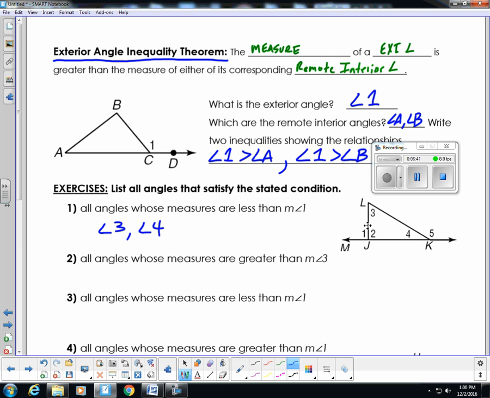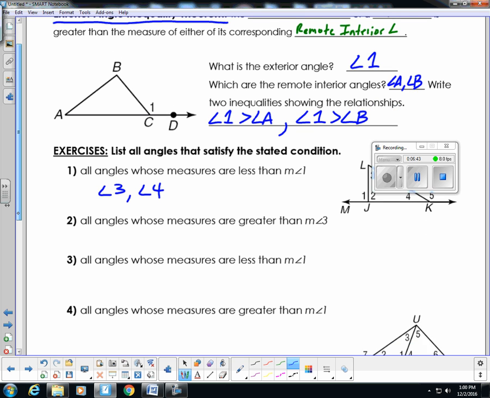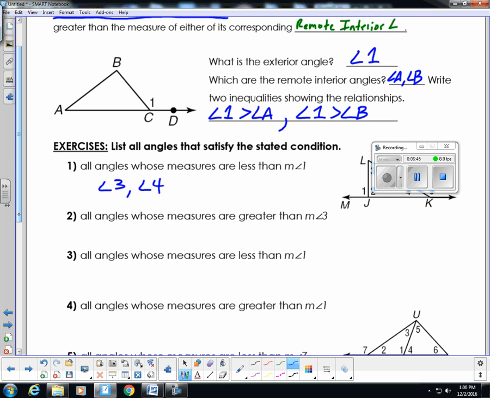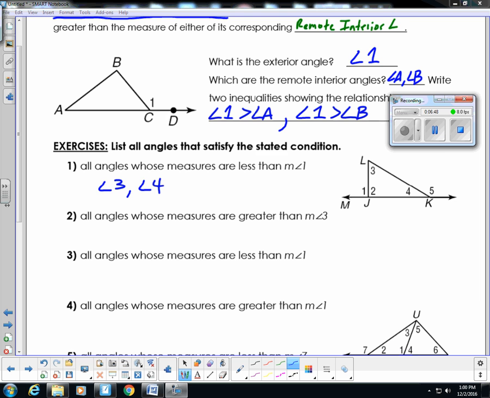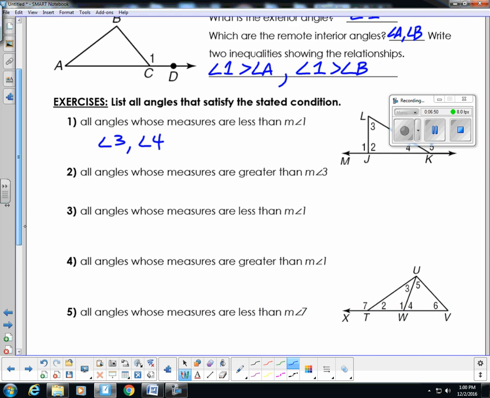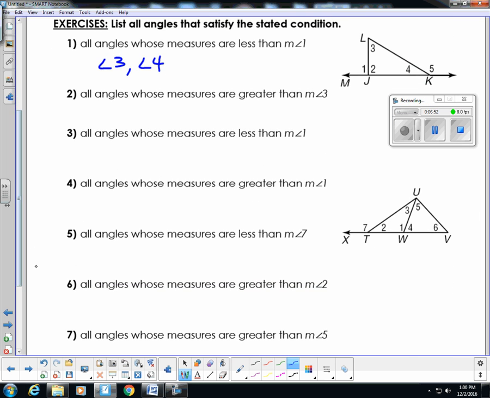Moving on. Number 2, all angles whose measures are greater than the measure of angle 3. Well, let's see, where's angle 3? Okay, angle 3 is an interior angle. So angle 3 is going to be smaller than its exterior angle. Okay? All right, so angle 3 is a remote interior angle of what angle or angles?